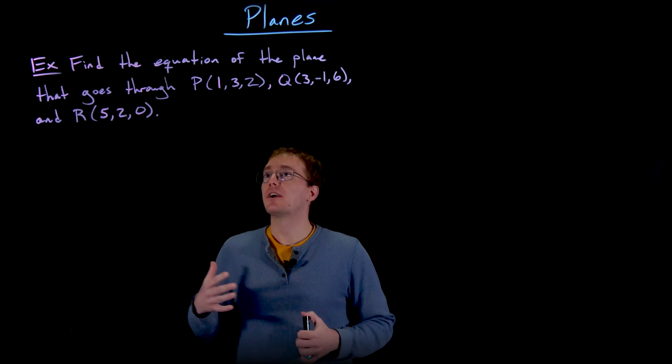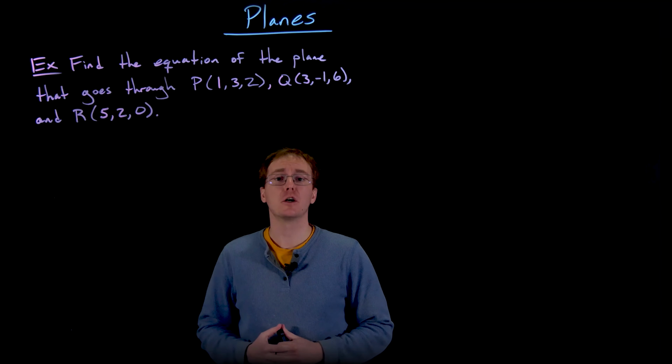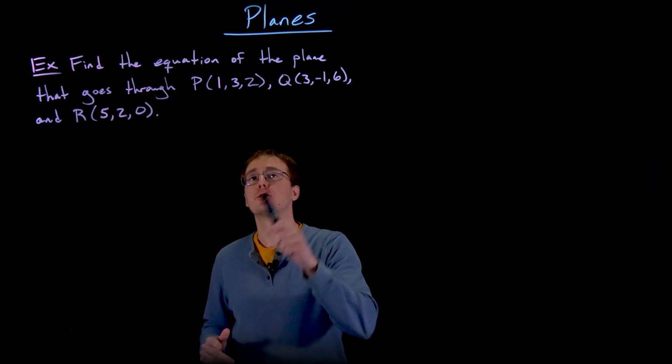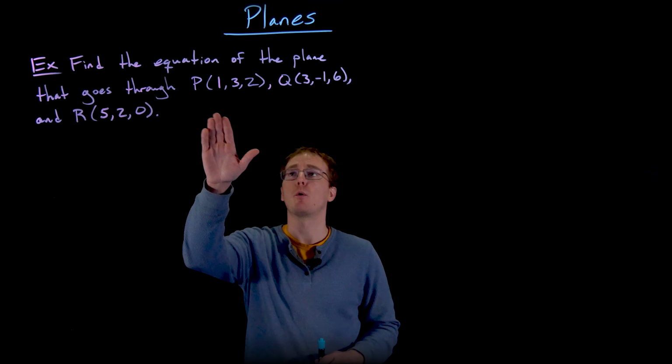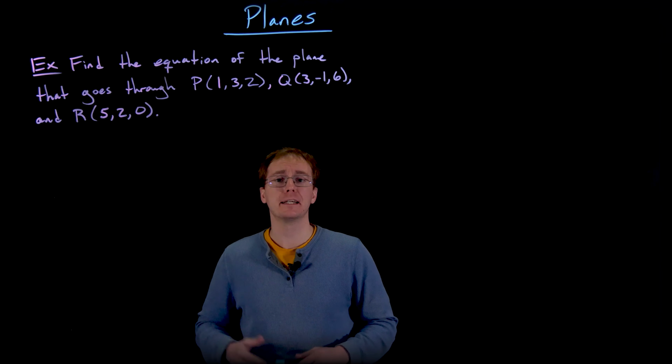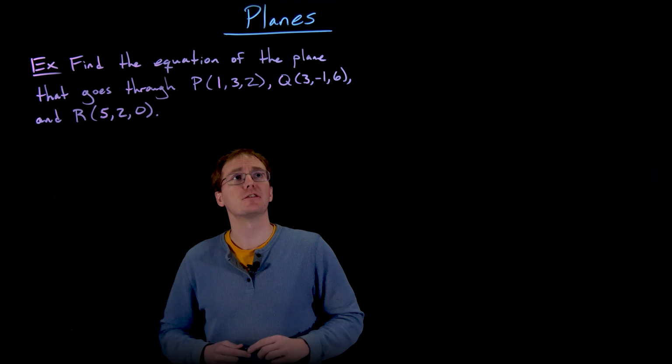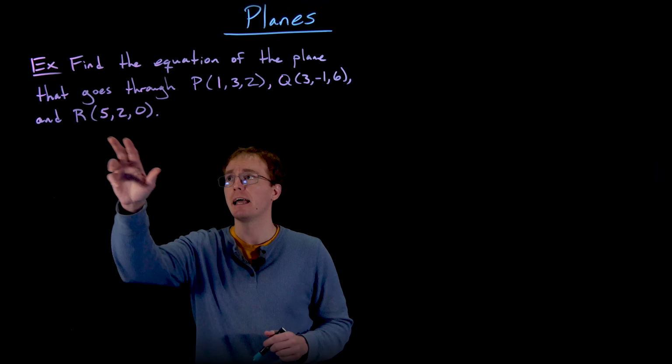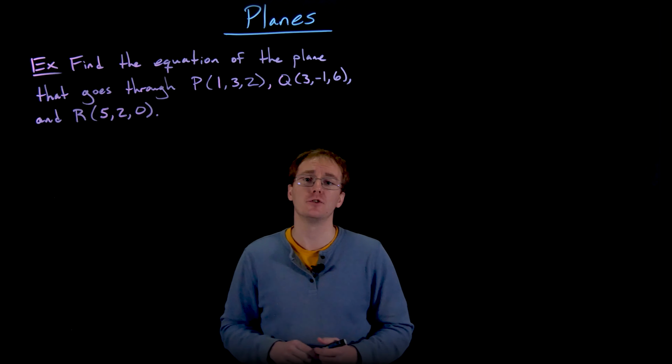So in this example, we're asked to find the equation of the plane that goes through the three given points. Those points are P, Q, and R. Our point P has coordinates of 1, 3, and 2. Q has coordinates of 3, negative 1, and 6. And R has coordinates of 5, 2, and 0.